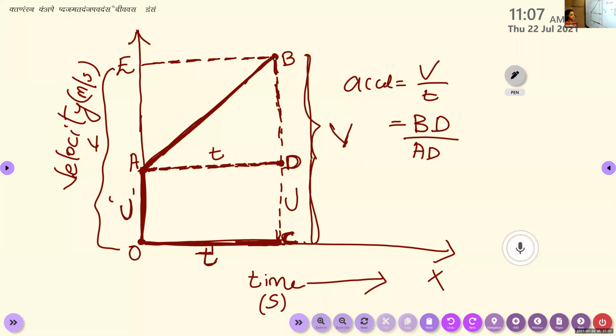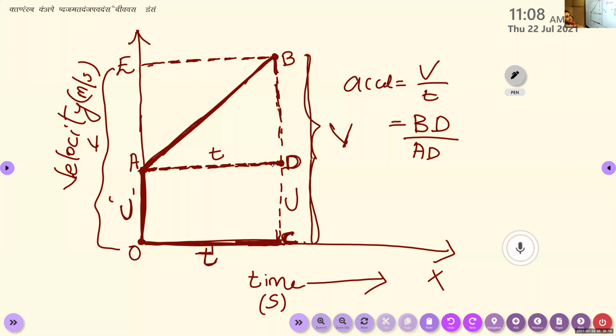Then we draw a line BC that is perpendicular to the time axis, and that portion BC represents the final velocity of the object. Again, we draw another line that is perpendicular to the velocity axis, and we give the name BE. The line BE is perpendicular to the velocity axis. Again, we draw one more line, AD. It is parallel to the time axis.